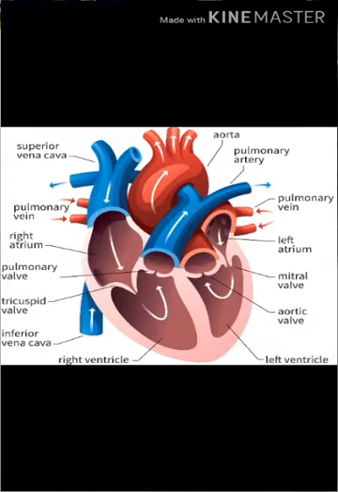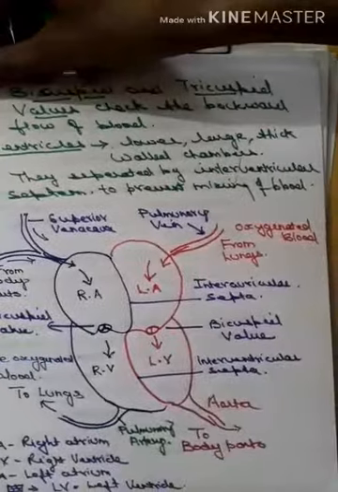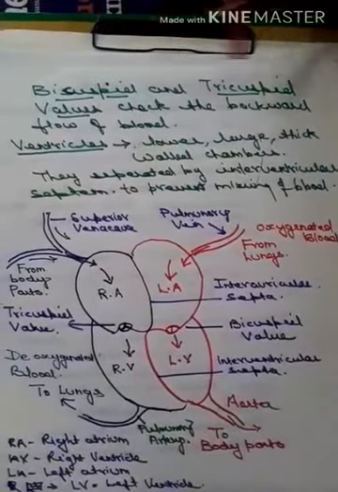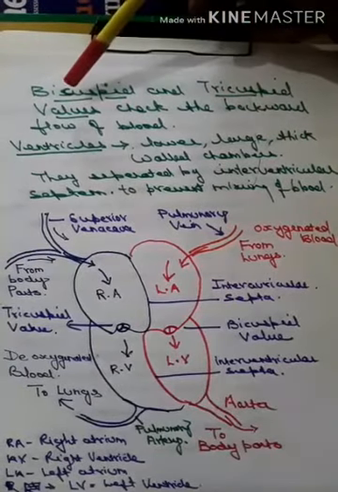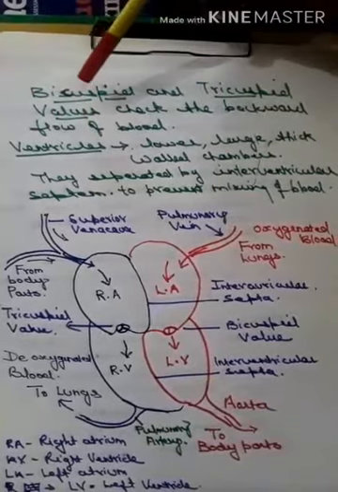Then the left atrium is separated from the right atrium by the interauricular septum, which prevents the mixing of blood. That means oxygenated blood should not mix with deoxygenated blood. And these auricles open into the ventricles with the help of valves. There are two types of valves, bicuspid and tricuspid valves, and they check the backward flow of the blood. That means the blood should pass from auricles to ventricles, not from ventricles to auricles.